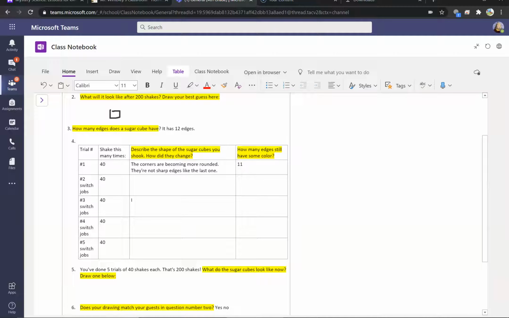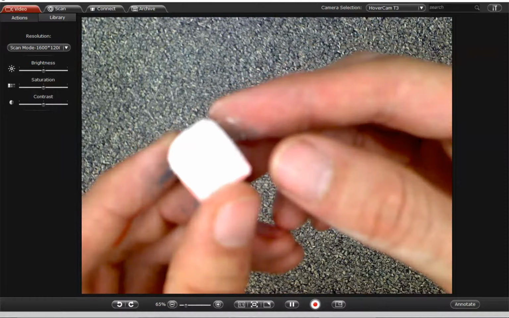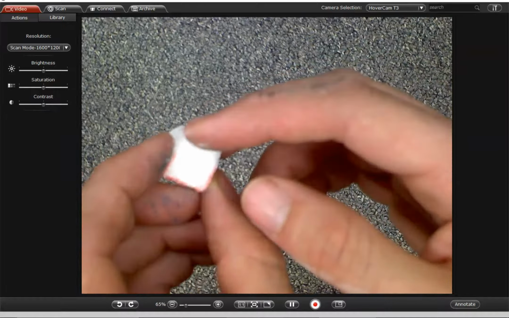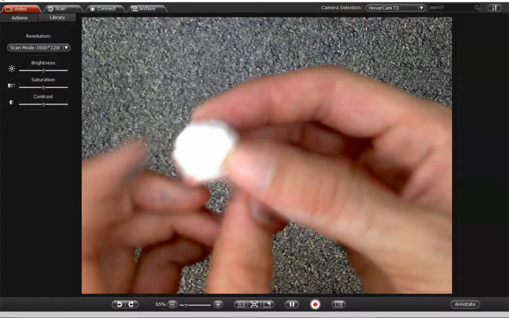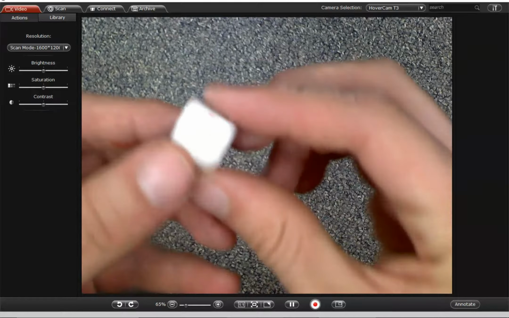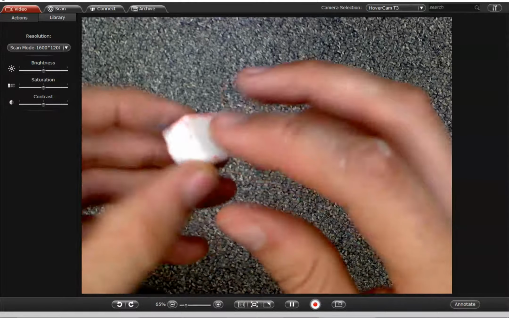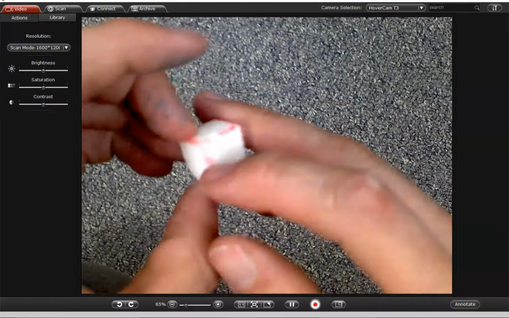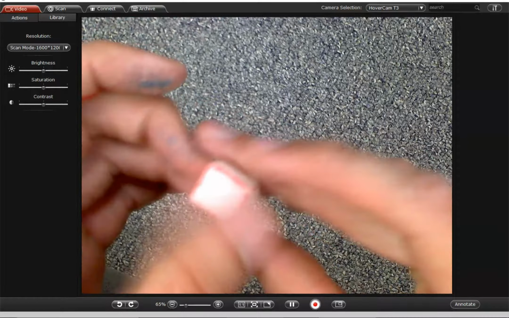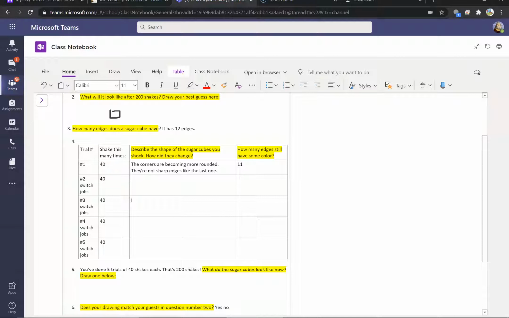Here's our shape again. Notice it's becoming more and more rounded. Now, let's see how many sides still have color on them. We have 1, 2, 3, 4, 5, 6, 7, 8, 9, 10. We have 10 that still have color on them. So let's add 10 in.